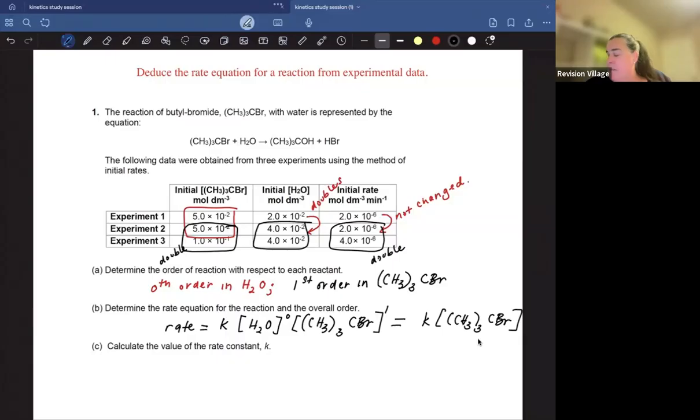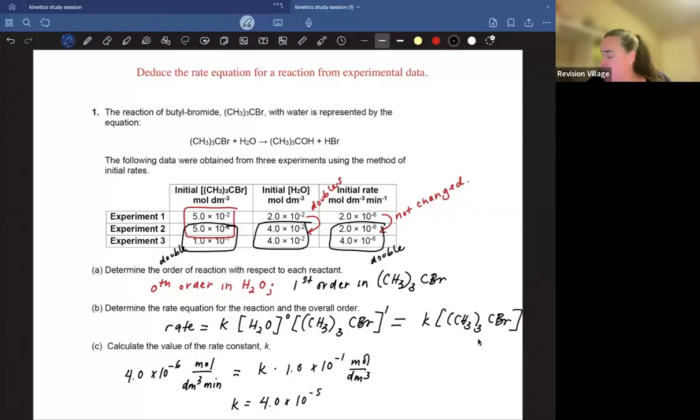If we wanted to calculate the value of the rate constant, we would just plug in any one of these reactions. So we could say 4.0 times 10 to the minus 6th moles per decimeter cube minute is equal to K times the concentration of the halogenoalkane. That looks like 1.0 times 10 to the minus 1 moles per decimeter cubed. And so K is going to be equal to 4.0 times 10 to the minus 5. And it's going to have units of minutes to the minus 1.